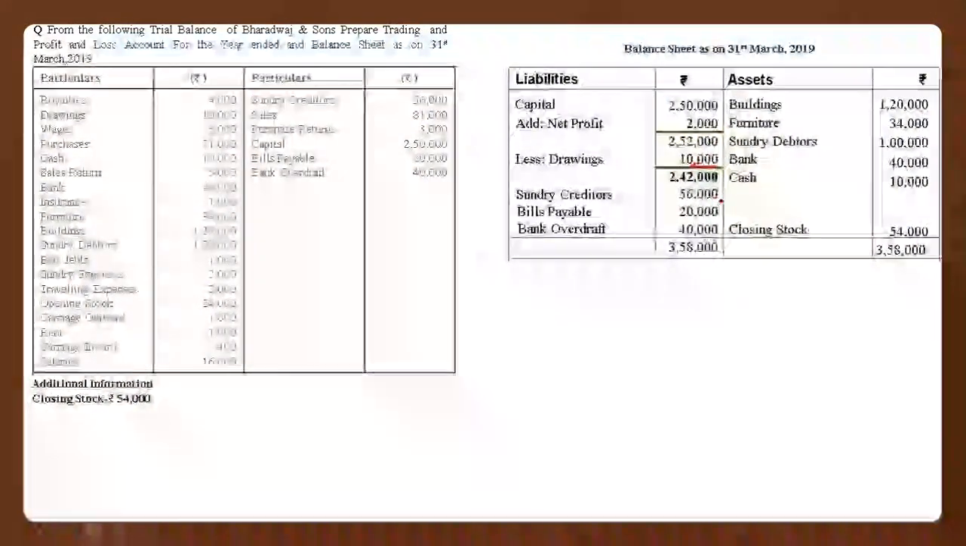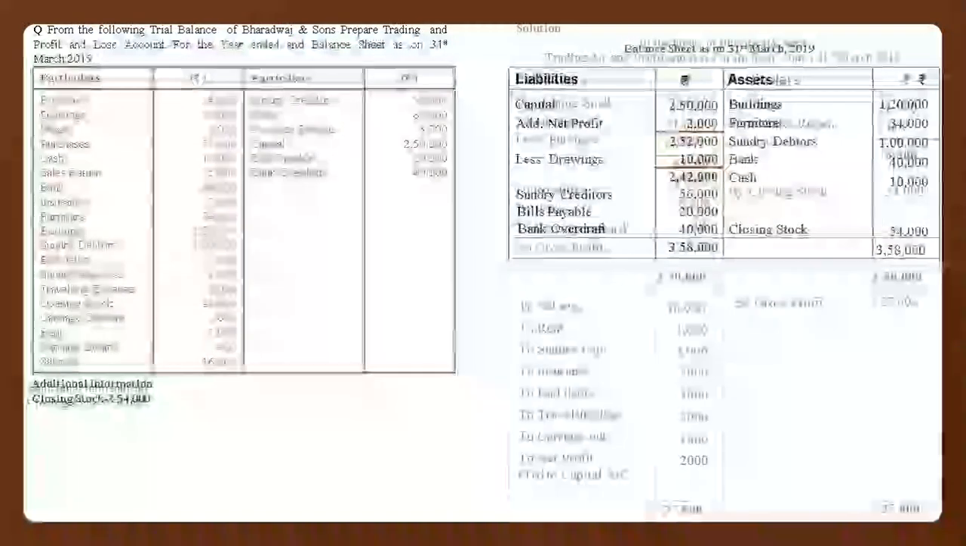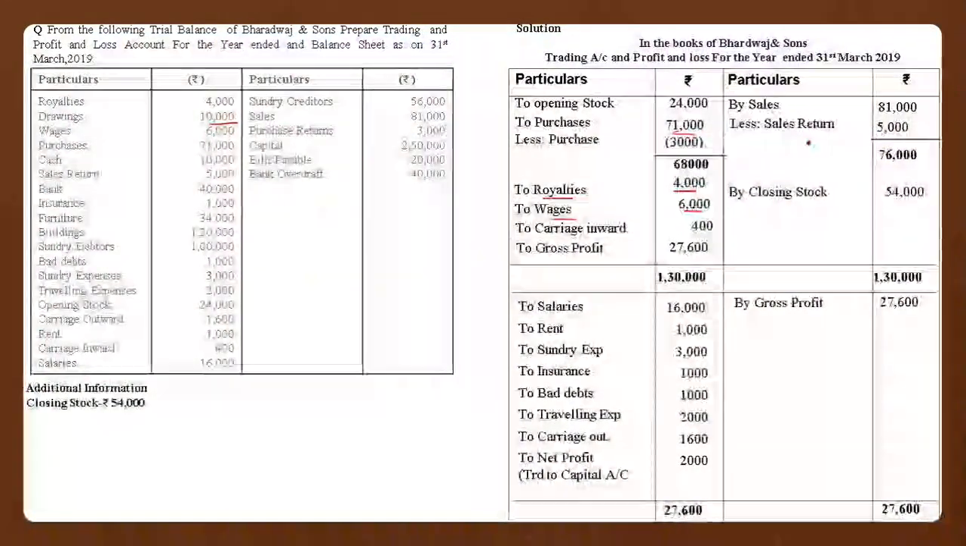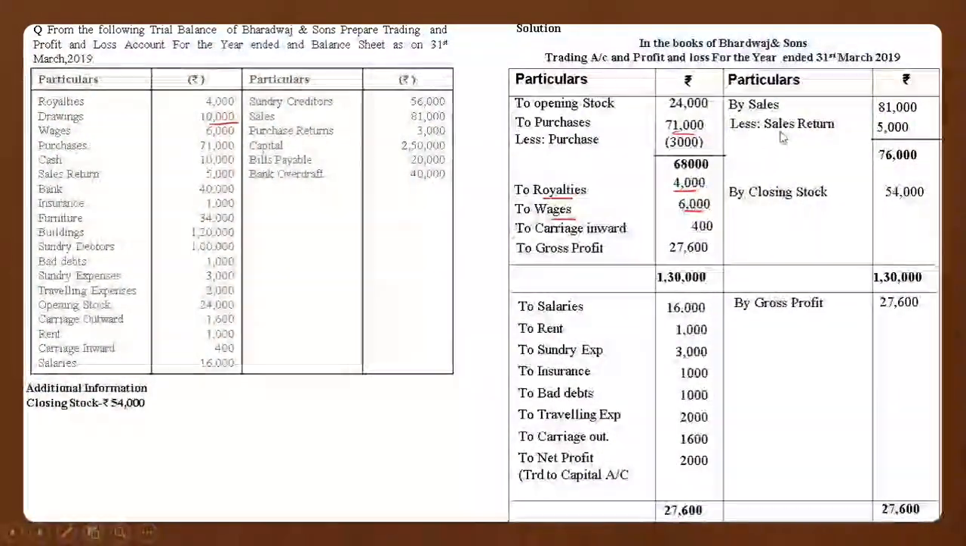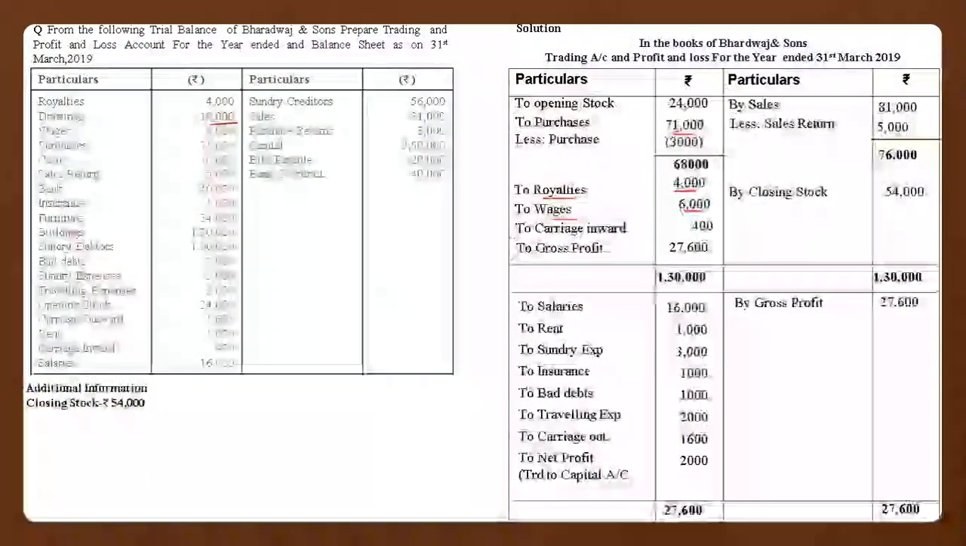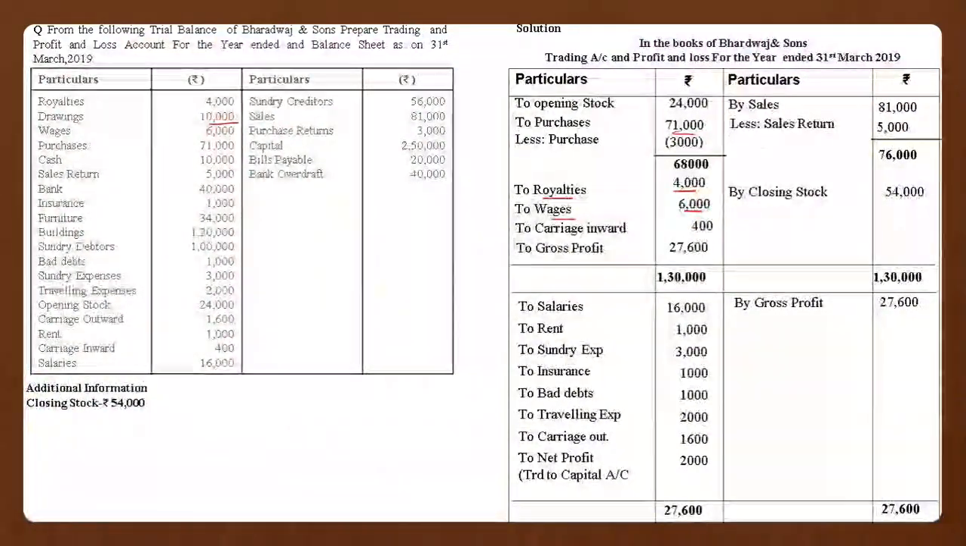Next one is sales return. Sales return and sales you are going to write in trading account credit side. So sales return is given. So you have to deduct sales return from sales. And sales return amount is given 5,000 rupees. So you have to write sales return 5,000 rupees.